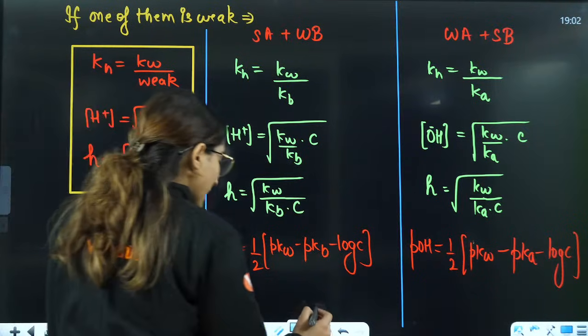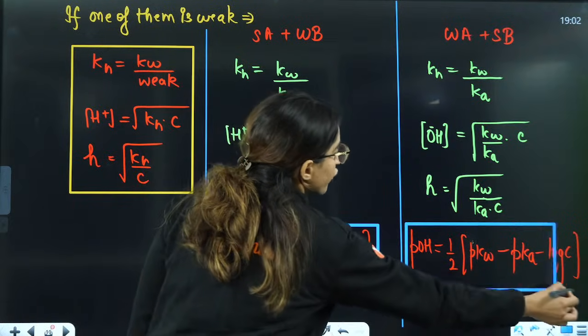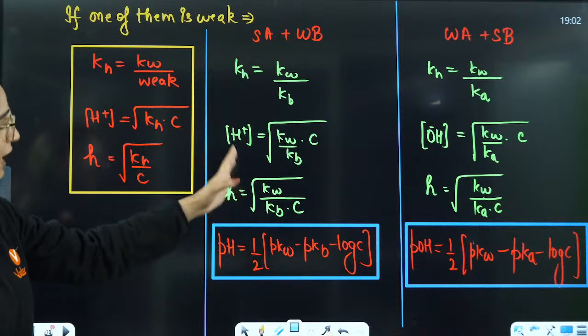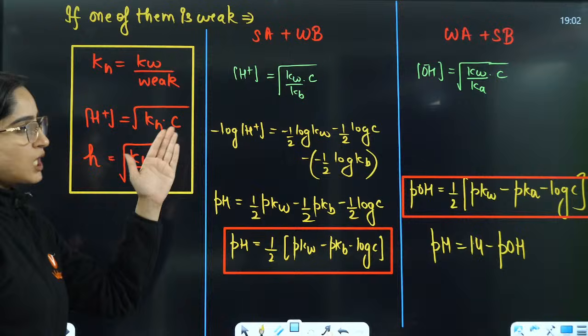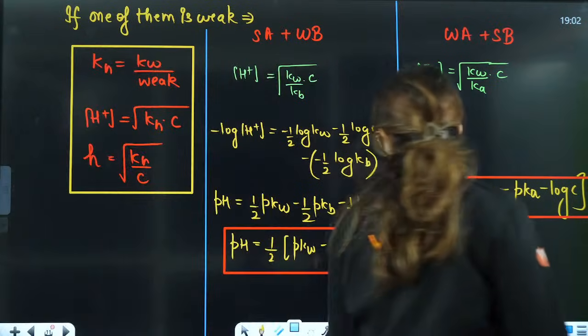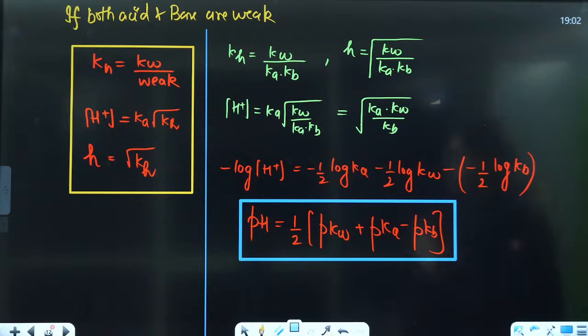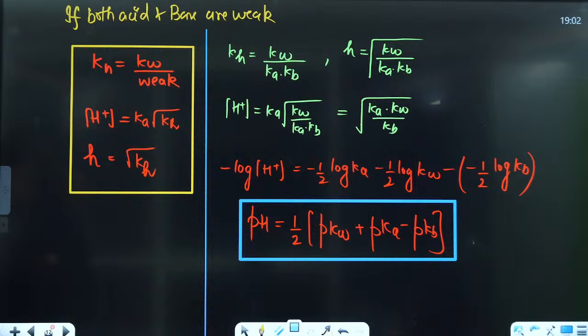But I would advise you to remember the value of pH and pOH: pH when the base is weak, when the acid is weak, and when both of them are weak, what is the value of pH here, right? This is what you should remember, right? Okay, everybody, tell me if that is clear, right?